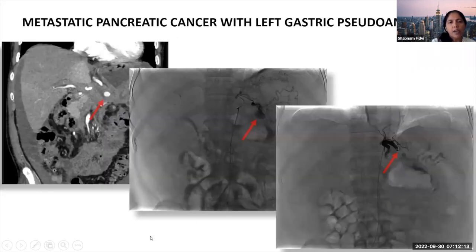Same patient, coronal image showing the left gastric pseudoaneurysm, again depicted by the red arrow. Because of the size of the aneurysm, the patient went on to angiography. The red arrow confirms the left gastric pseudoaneurysm, and this was subsequently successfully embolized.